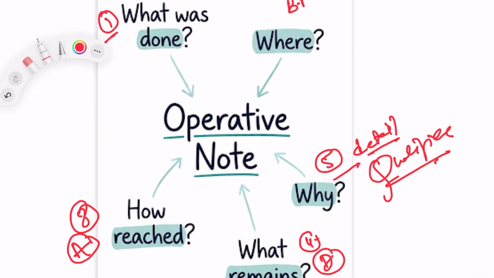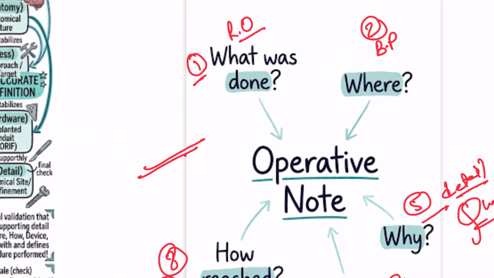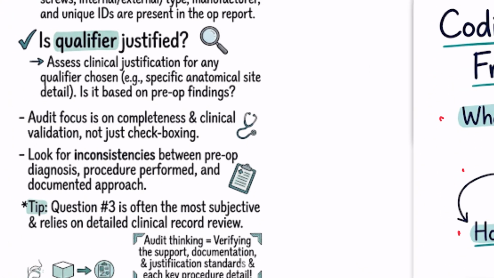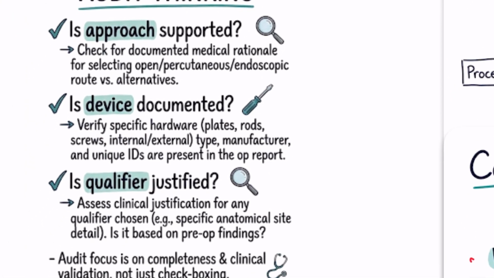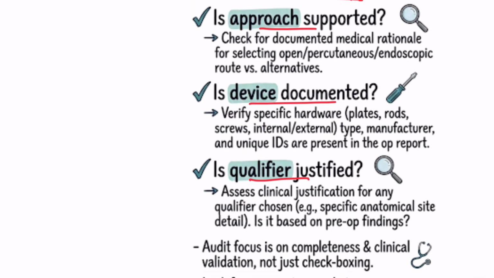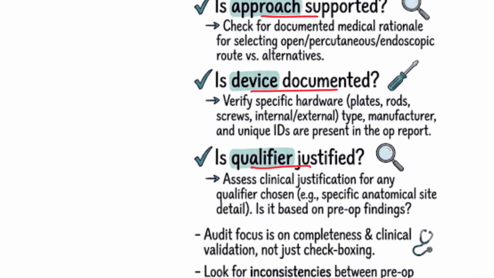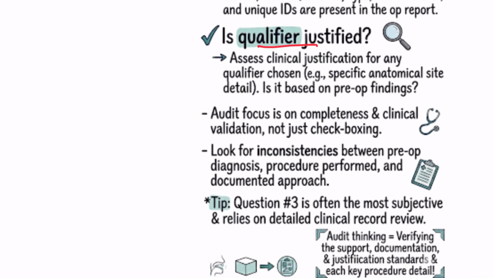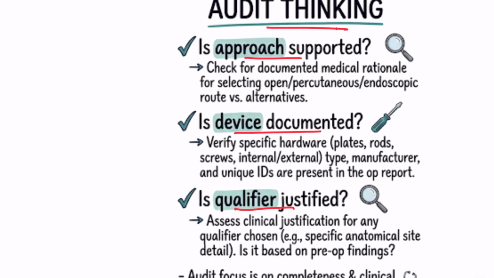Okay, now one final thing: from coding to auditing. When you are auditing a case, you do not just assign a code, you are validating it. So the question changes slightly. Is this approach supported by documentation? Is this device clearly described? Is this qualifier justified? Because every code must be supported. Every code element, like approach, device, and qualifier, must be directly supported by the operative note documentation. That's the way you see it.